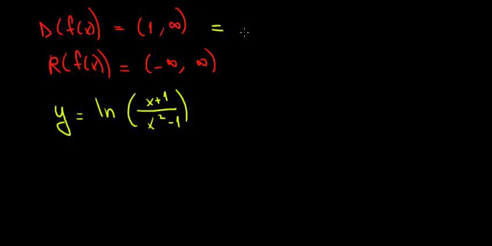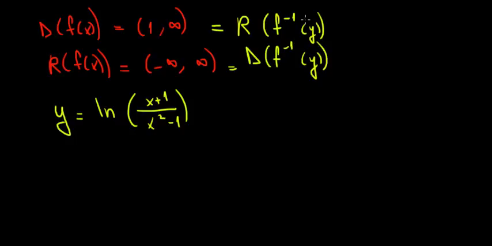I'm keeping the domain and range of the original because it is wise to remember that the domain of the original is the range of our inverse. We will need that because it's asked in the question. And this is the domain of the inverse, the range of the original. So we already have half of the answer.